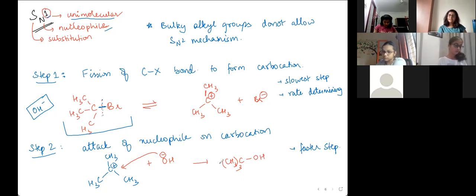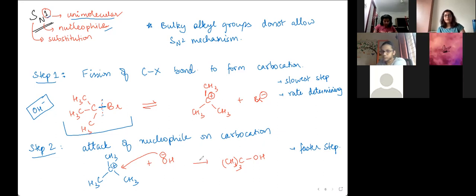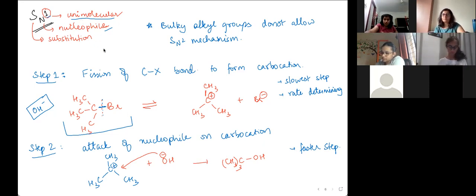So you're reading it in the context of haloalkanes, because the main characteristic of haloalkanes, apart from elimination, is that they undergo substitution reactions, because iodide and bromides are very good leaving groups. But the mechanism is true of any substitution reaction. That's why it's a very generic name: nucleophilic substitution, unimolecular or bimolecular.